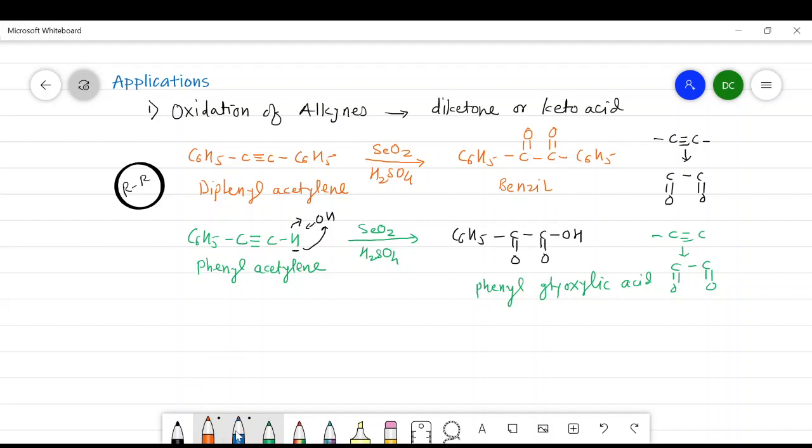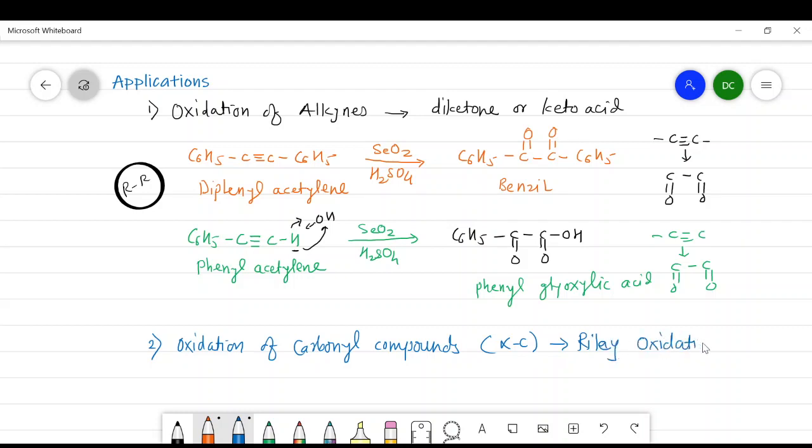Along with this, selenium dioxide is used for the oxidation of carbonyl compounds. But in case of a carbonyl compound, the compound should possess an alpha carbon, and the oxidation occurs at the alpha carbon. This oxidation is also known as Riley oxidation.